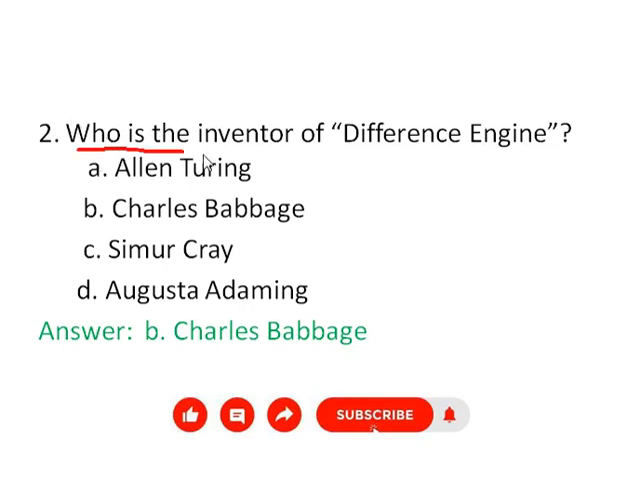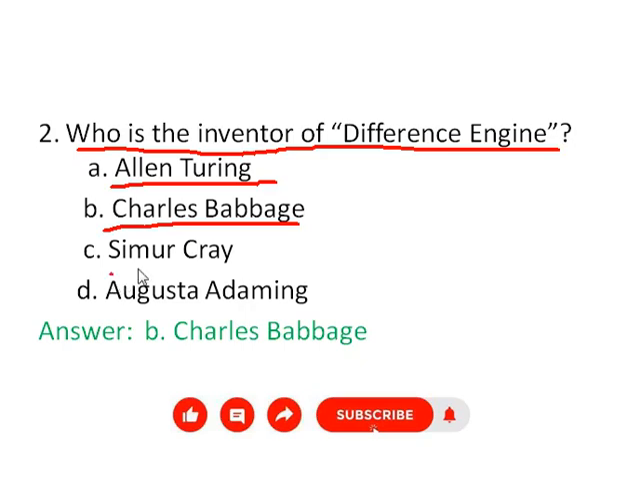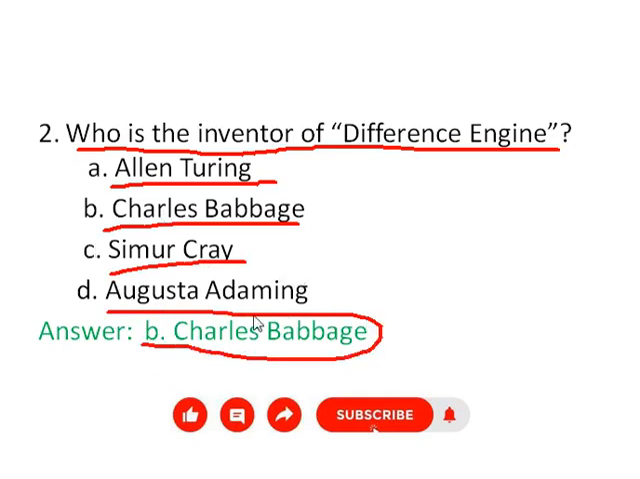Our next question is, who is the inventor of difference engine? Option A Alan Turing, Charles Babbage, Simon Cray, Augusta Adaming. So here option B is correct. Option B Charles Babbage.